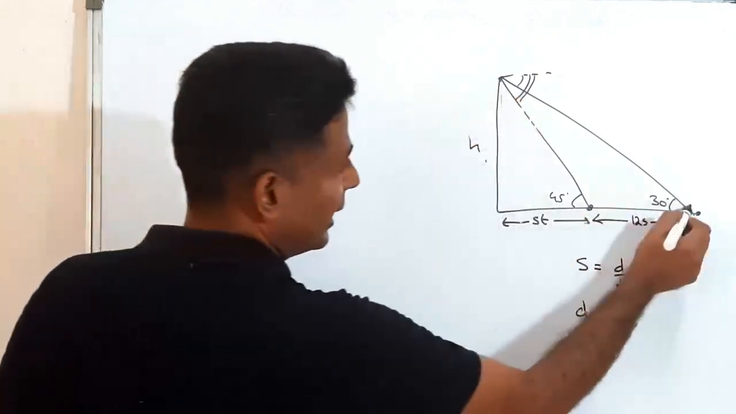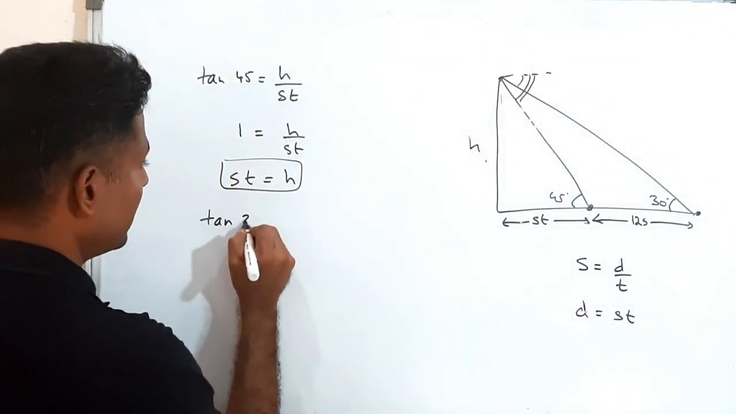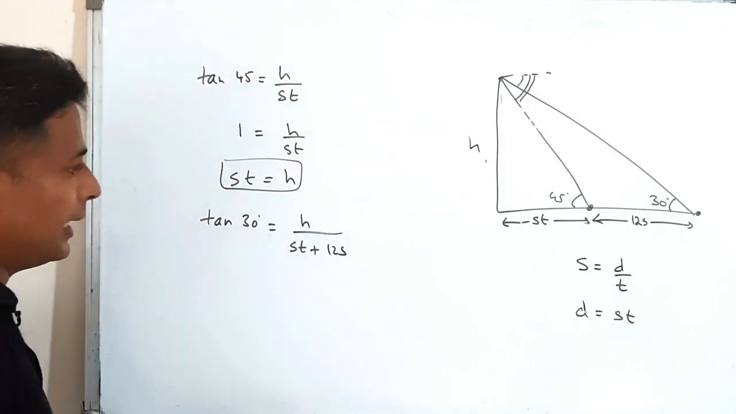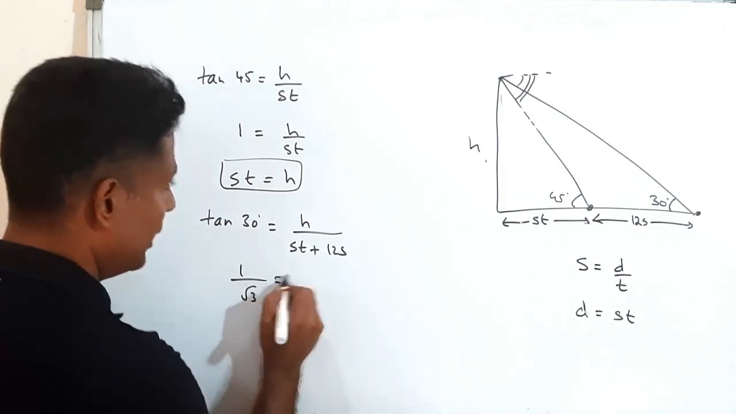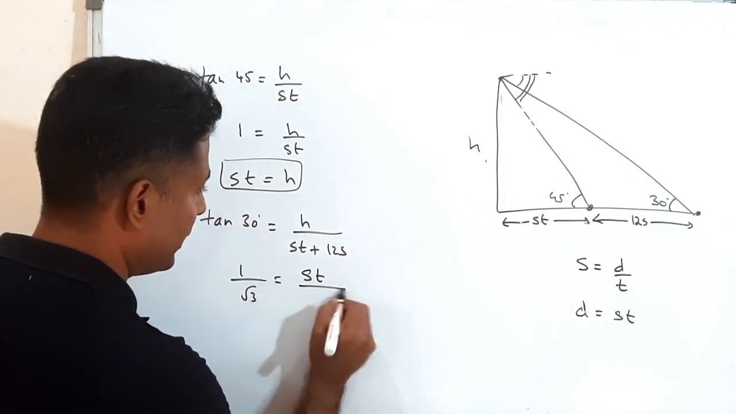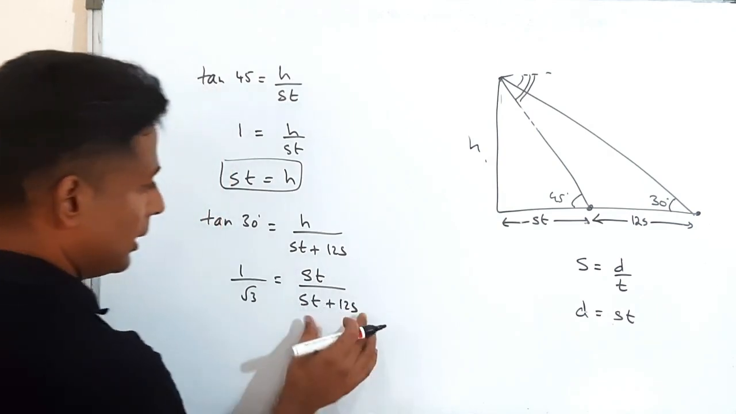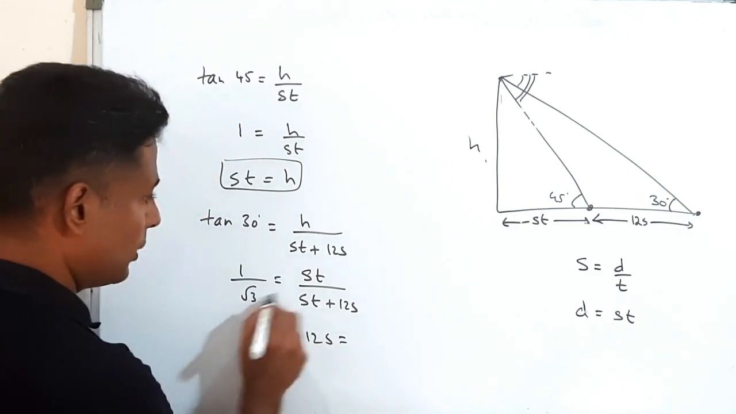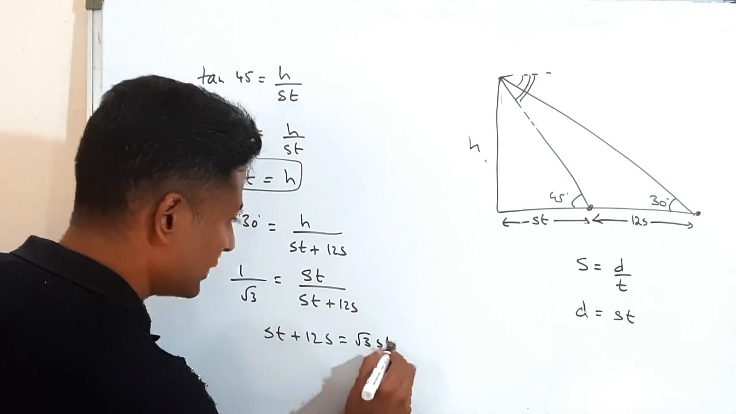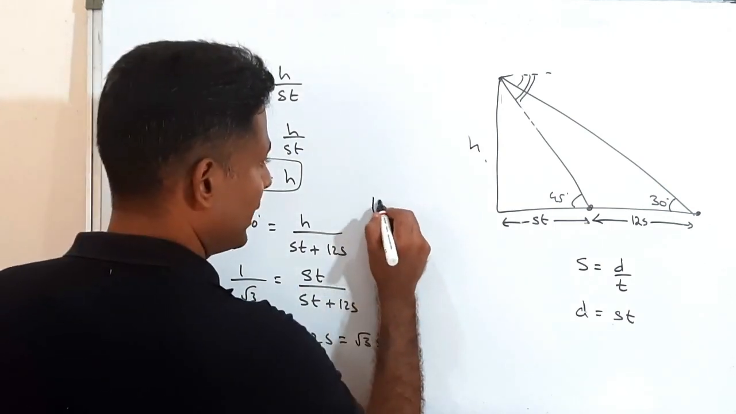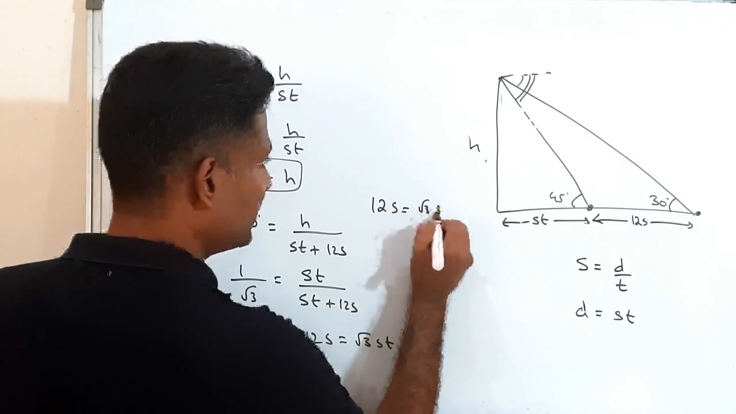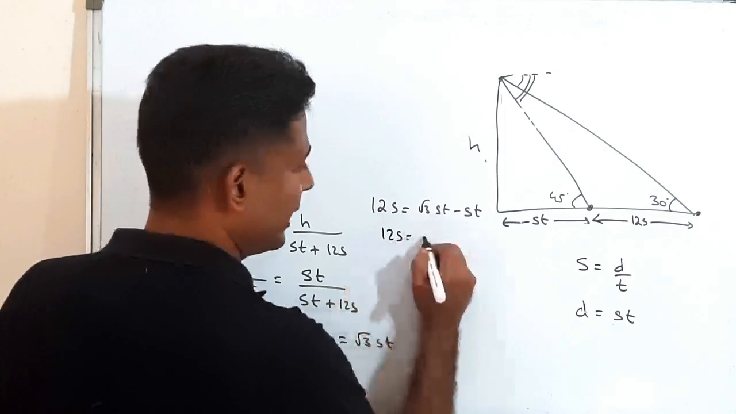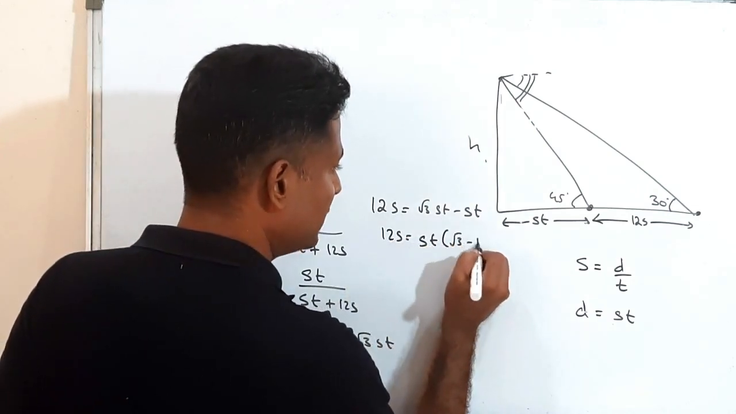Now taking this triangle entire thing, we get tan 30 degree equal to h by st plus 12s, right? Tan 30 is 1 by root 3. H is nothing but st from above. So st by st plus 12s. Now I take this here, 1 into st plus 12s is same as that, equal to root 3 into st. So root 3 st. Now I take st that side. So I get 12s equal to root 3 st minus s into t. So now 12s equal to, I can take st common, root 3 minus 1.